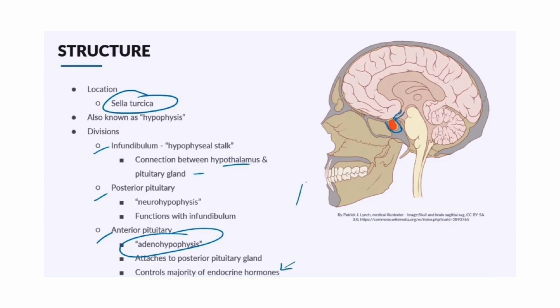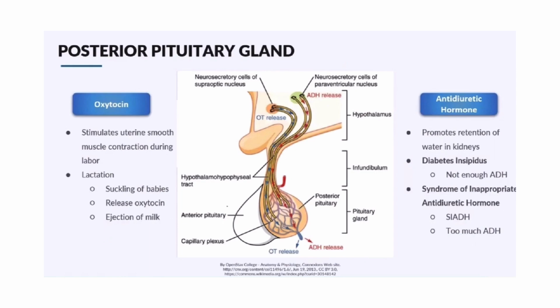So if we draw a picture of it, this is the infundibulum, and this is the posterior pituitary gland, and then this is the anterior pituitary gland. Now, in the posterior pituitary gland, there are two hormones that we look at. The first one is oxytocin. The second is antidiuretic hormone.